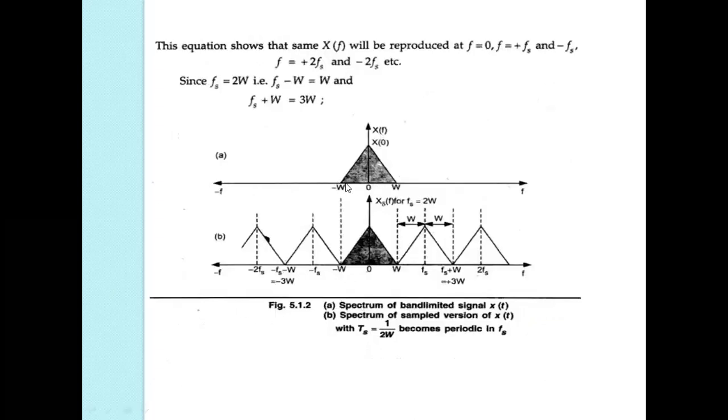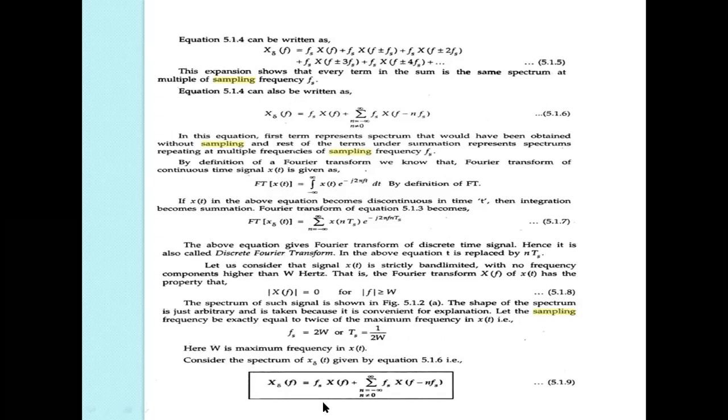1.2a. Let us assume the spectrum like this, from minus omega to omega, because omega is the highest frequency. Higher frequencies are not allowed. The spectrum of such a signal is shown here. The shape of the spectrum is just arbitrary and is taken because it is convenient for the explanation, my students.